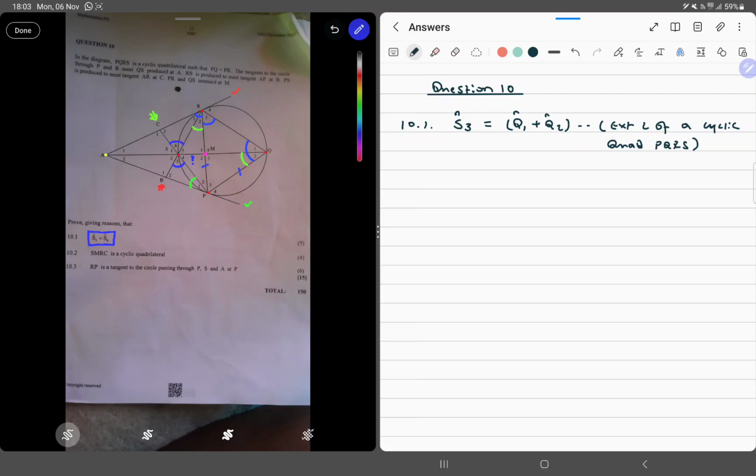So when you are random, try to direct the person who's marking you. Where are you working at? And what are you talking about? Because sometimes just saying exterior angle of a cyclic quad, yes, that is the only one that was mentioned. But what if we are talking about the next one, SMRC, which is the next question? So be careful of creating ambiguity.